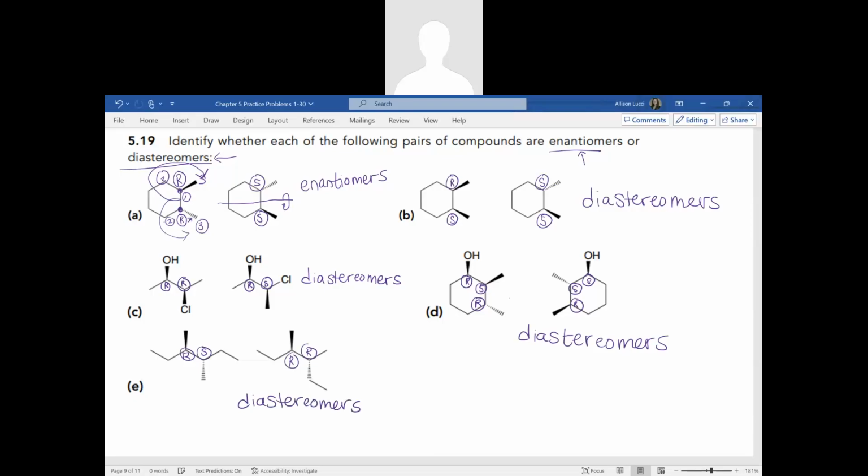So overall, out of our 5 groups, 4 were diastereomers and only 1 was found to be enantiomers.